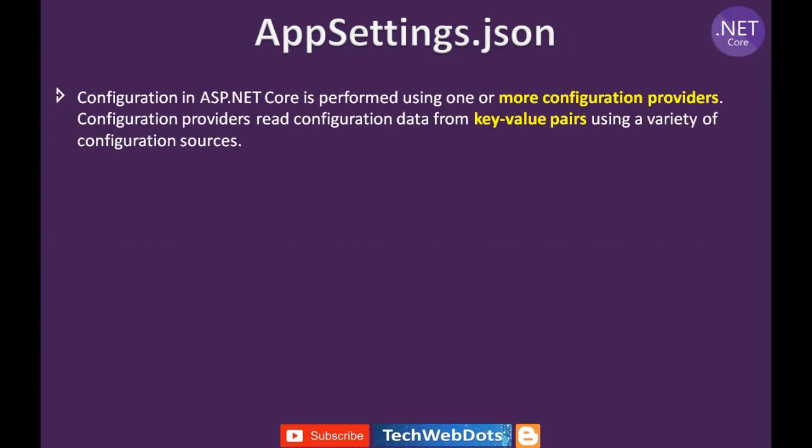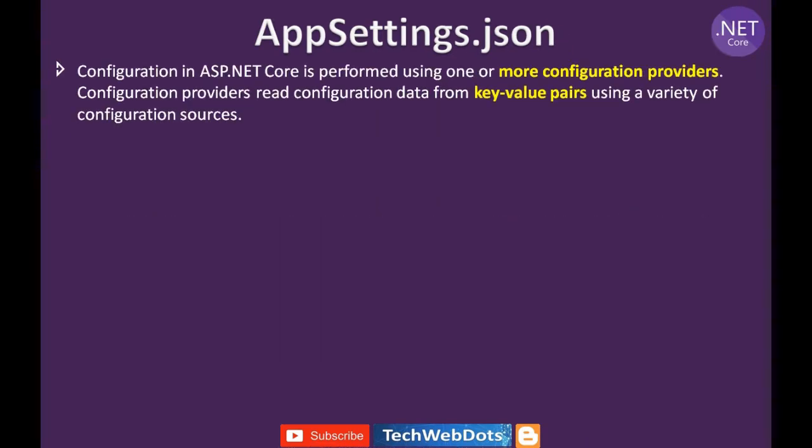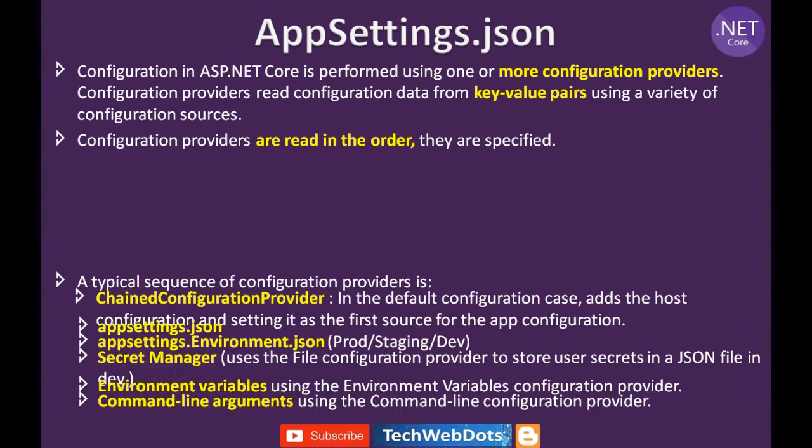Configuration in ASP.NET Core is performed using one or more configuration providers. Configuration providers read configuration data from key-value pairs using a variety of configuration sources. Earlier we used the web.config file, but now there is the appsettings.json file, and configuration providers are read in the order they are specified. Don't worry if you are not getting what a configuration provider is, we will discuss it in a second.